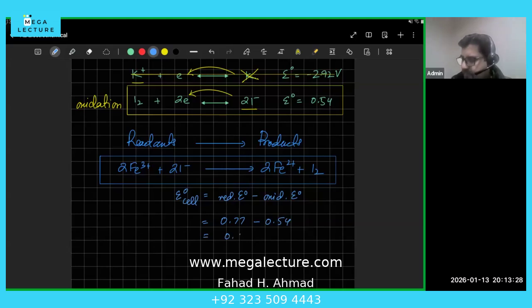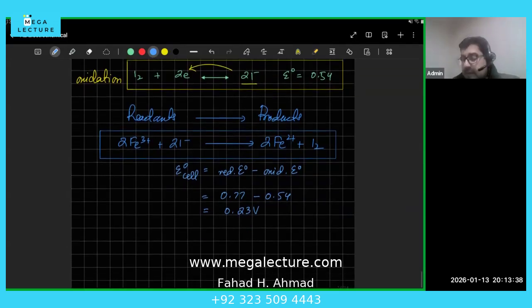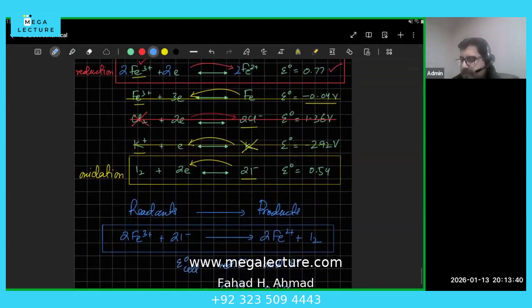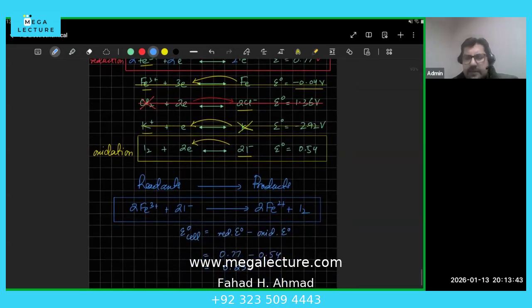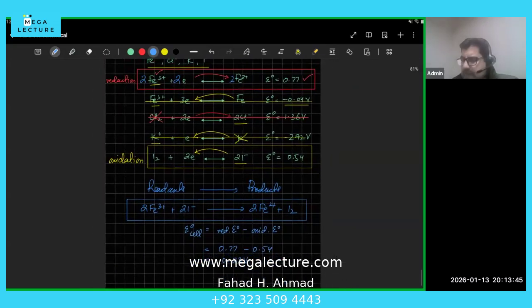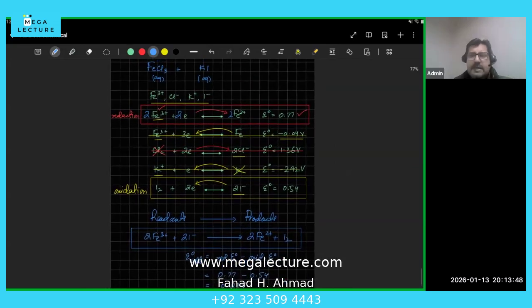कितना होगा? 0.23, which is kind of a low potential. I told you previously, E naught cell has to be really large. So probably it's going to have a very slow reaction. अच्छा ये clear है? इस पे कोई question नहीं है? Is this clear?